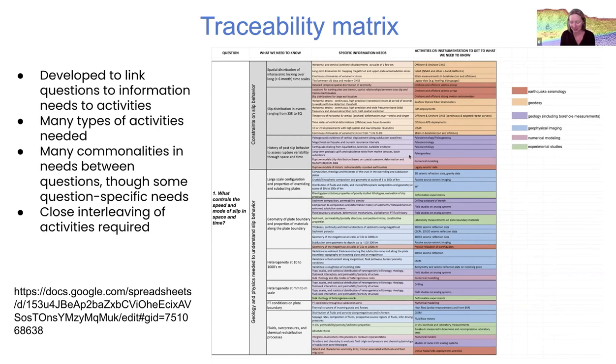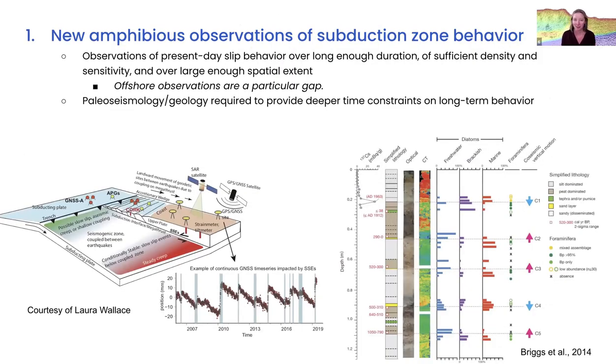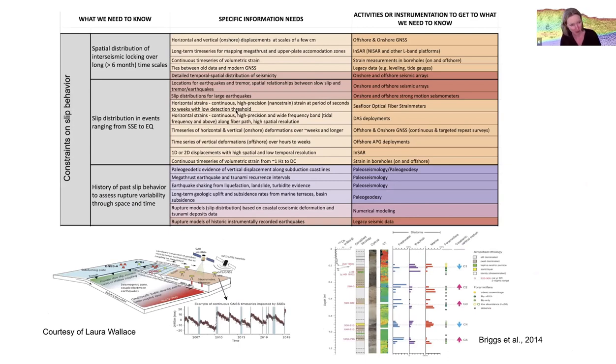There are 2 categories of activities that we've identified that we think are important. The first is actually obtaining new constraints on how subduction zones are behaving. The first part of this involves observations of present day behavior over temporal and spatial scales, and at sufficient resolution that we can capture meaningful scales of process and the full diversity of behavior of what subduction zones are doing. Observing those behaviors offshore is a particular gap currently. But the other piece of this is that we need a deeper time understanding of the history of earthquakes and of geologic timescales of process. And for that, we need paleoseismology and geology to provide that. So if we go back to our very exciting spreadsheet, we can see documented through here that for the modern geodetic coupling and slip behavior, we need combinations of amphibious, geodetic, and seismic observations.